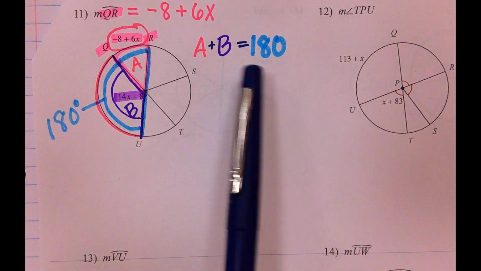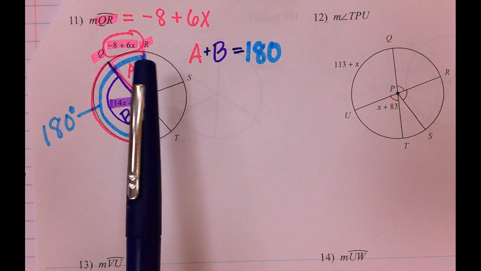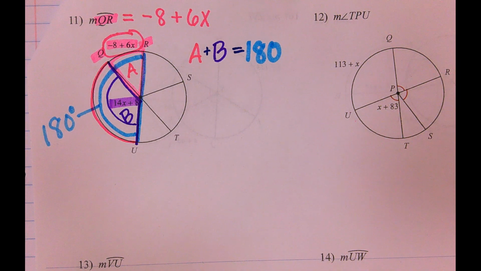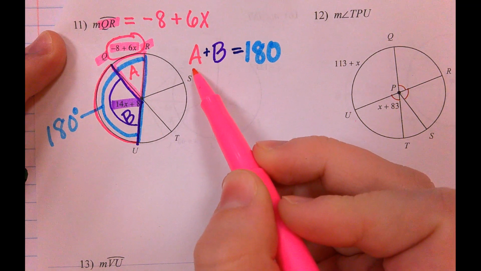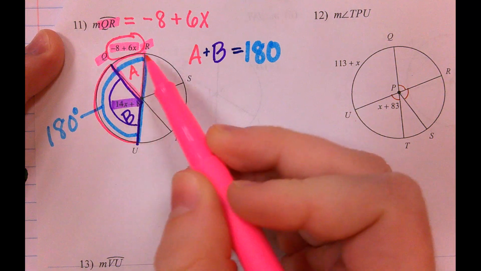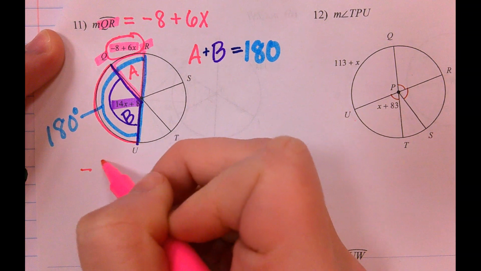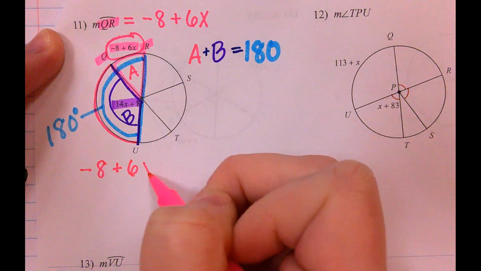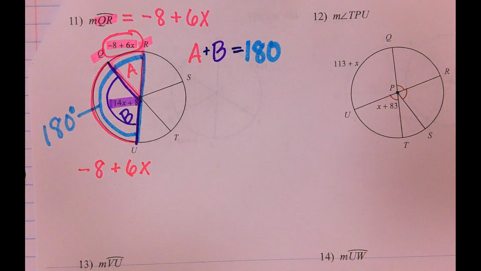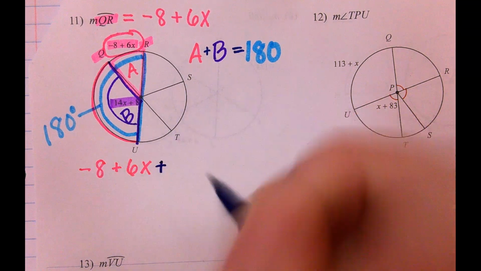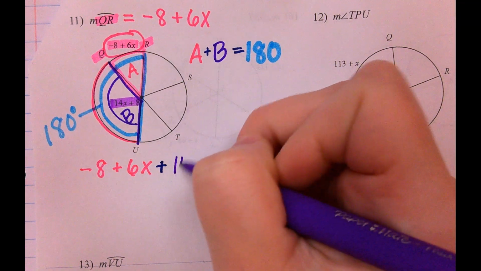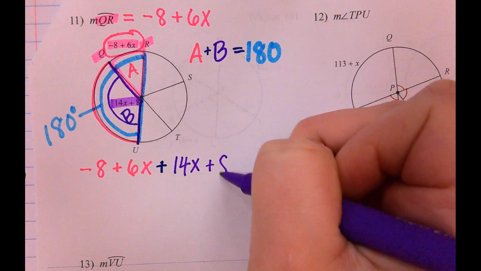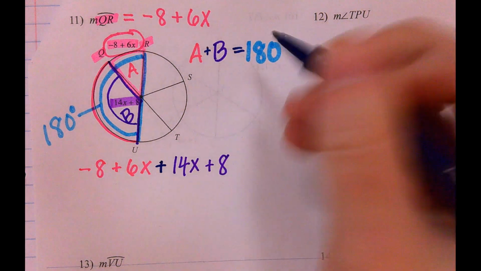So we can replace A and B with the values they give us, can't we? Yeah, you just put them together and you solve it all together. Perfect. So let's do that. Let's now plug in A is -8 plus 6x. So I'm going to write that. -8 plus 6x plus B, which is 14x plus 8, equals 180. Beautiful.